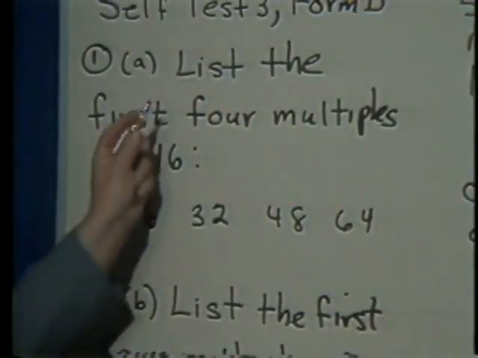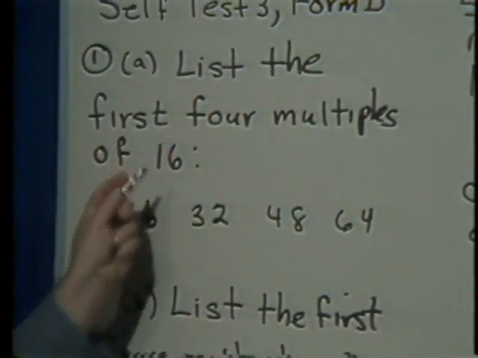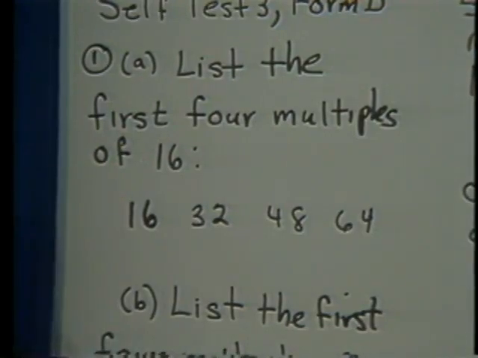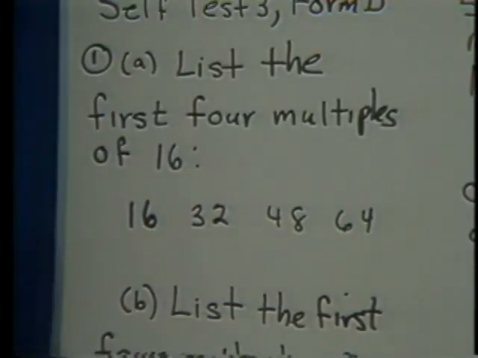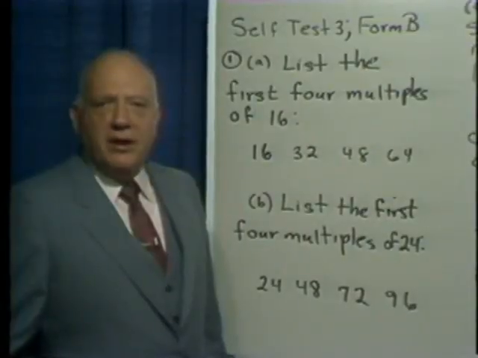The first problem asks us to list the first 4 multiples of 16. In terms of what this means, all we're saying is if you were counting by 16s, what's the 4th number you'd come to? In other words, at 16 cents each, what would 1 object cost, 2 objects, 3 objects, 4 objects? And we can, of course, do that just by simple arithmetic.